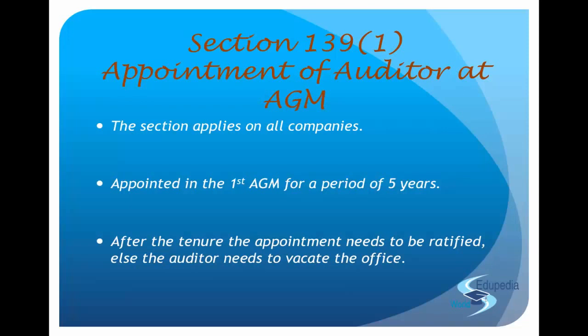So in any particular AGM, if the ratification does not take place, if the members do not consider the auditor fit to continue, or for any other reason they don't want the auditor to continue at all, what will they do? They will just not ratify the appointment, and hence the auditor will have to vacate the office, right?